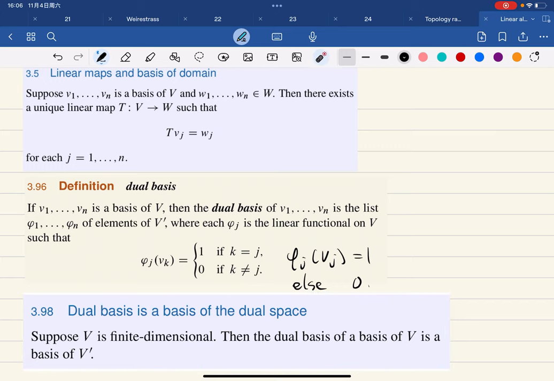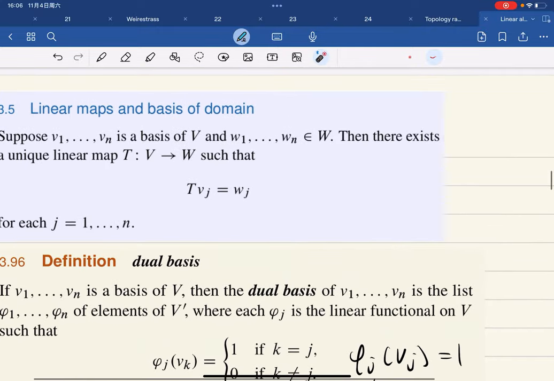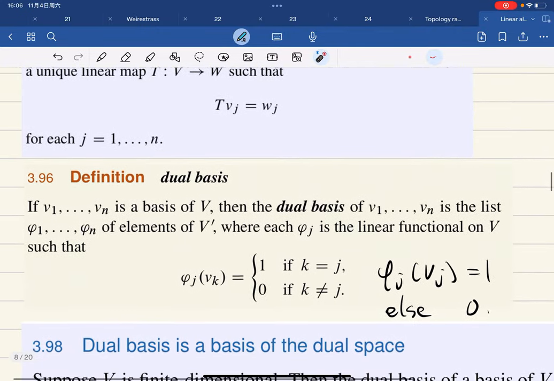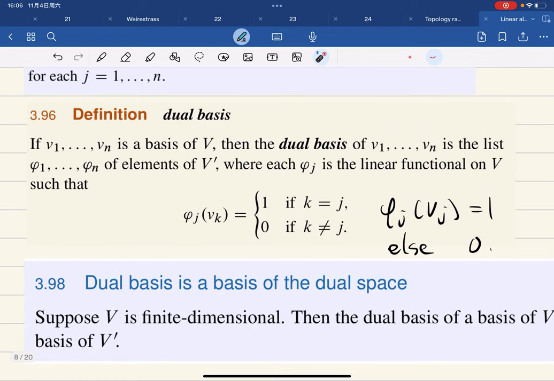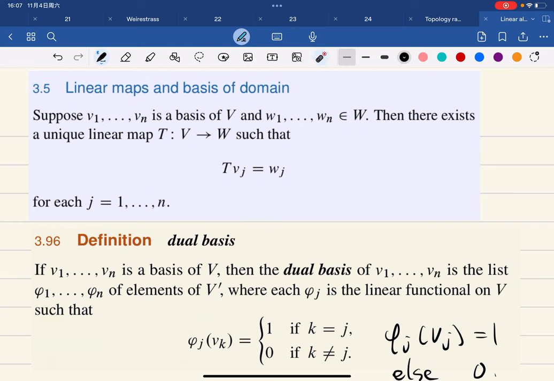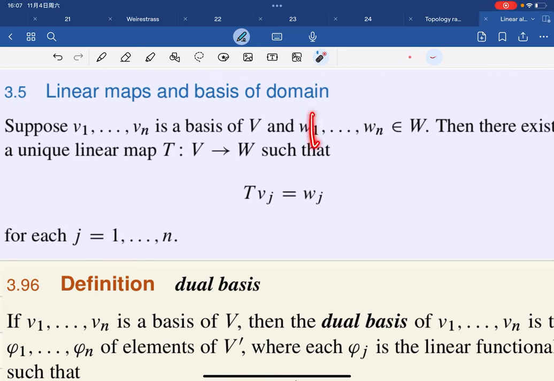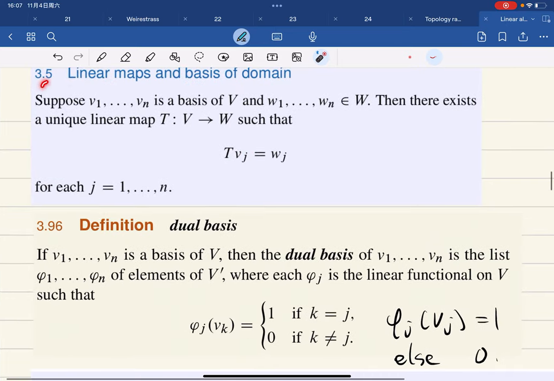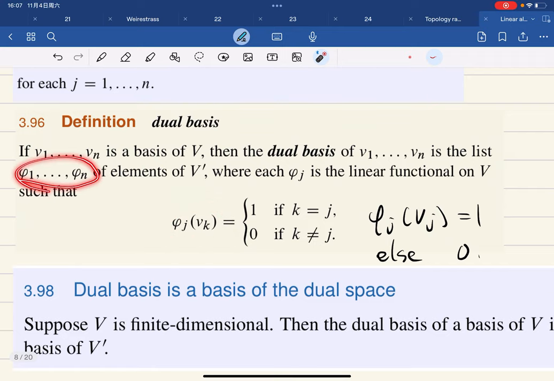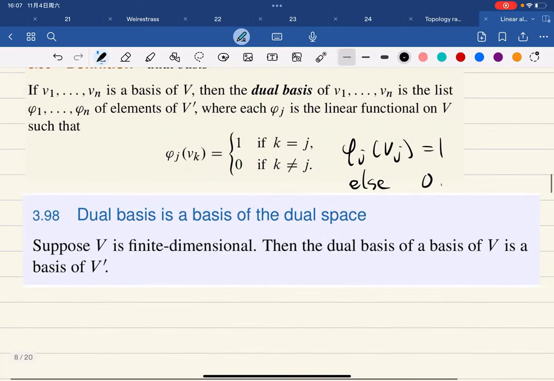And so basically the w1 to wn are just 1s and zeros playing around. So we define a linear map like this. Each phi j, so we have v1 to vn and 1 0 0 0. Phi j of v j equals 1, and phi j of v k, where k is not equal to j, is defined to be 0. With 3.5, we see that these linear maps are well defined, and it is indeed a linear map.